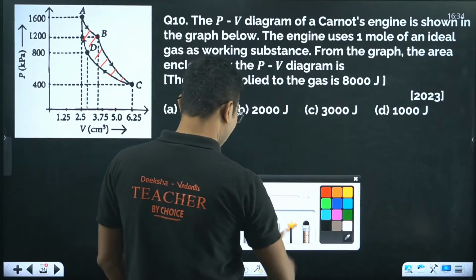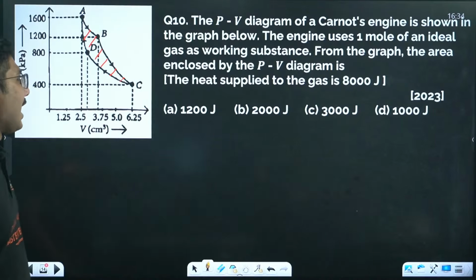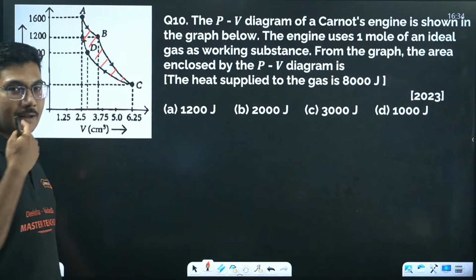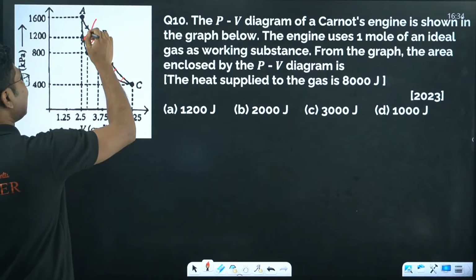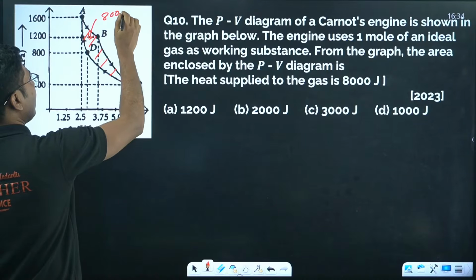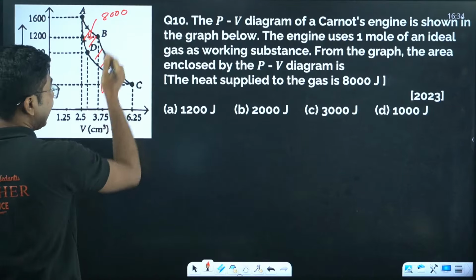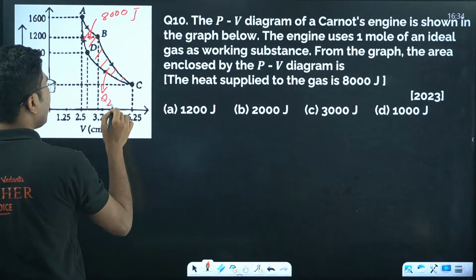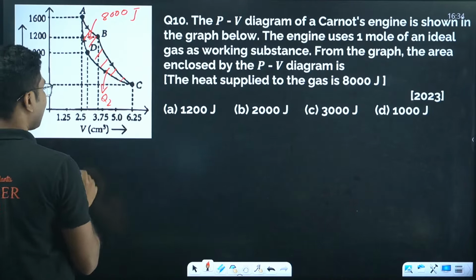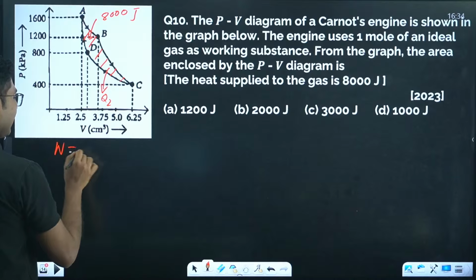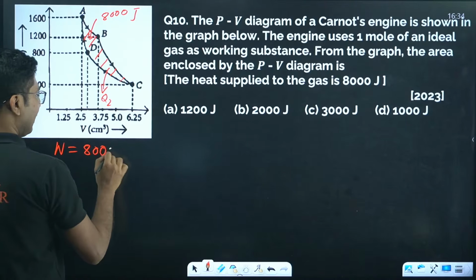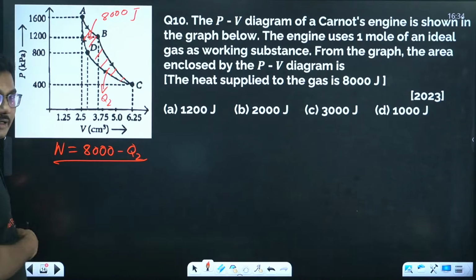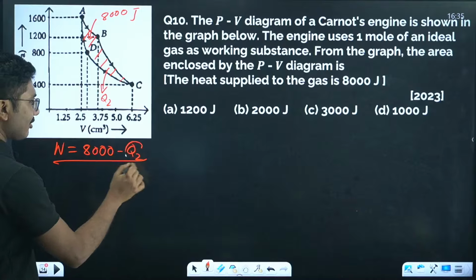Here you have to calculate the work done in the other way around. And how to do that? To do that, you have to first find the heat. The heat that is coming in is 8000 joules. You need to find the heat which is going out. If you can calculate that, then the work done, or the area under the graph, is the heat which is coming in minus the heat that is going out. This is the work done, this is the area under the graph. Okay, but this quantity is not known.